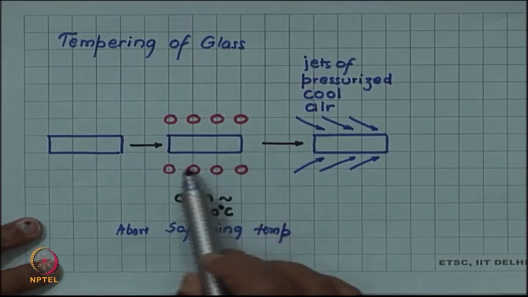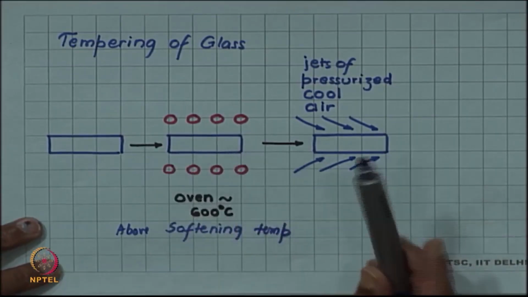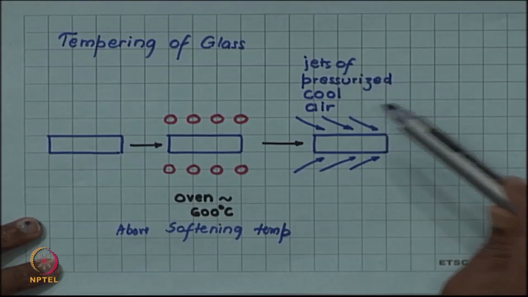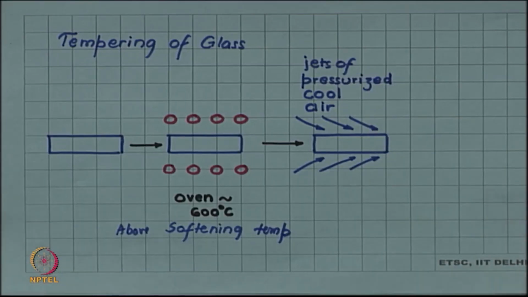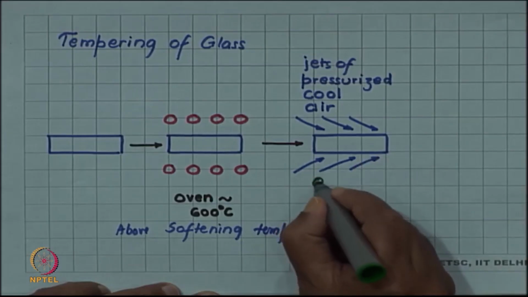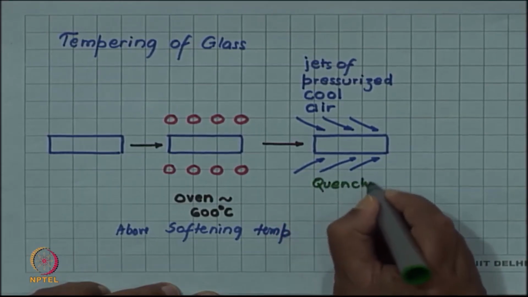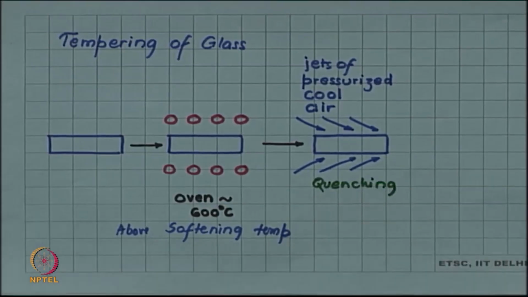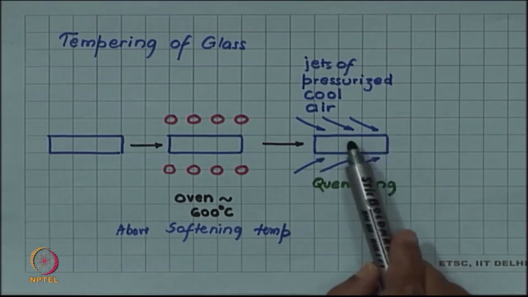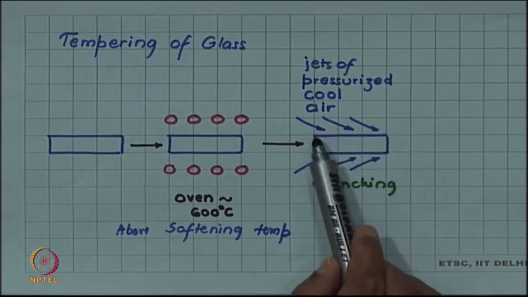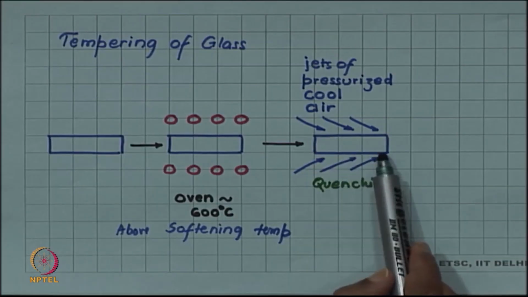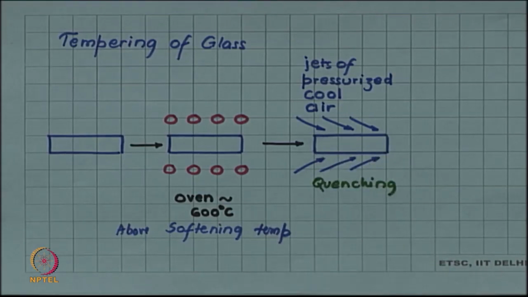And once the glass is heated, it is taken out of the furnace and is quickly cooled by jets of pressurized cool air playing on its surface. This step is called quenching. Now, due to quenching, because cooling is very rapid and for a very short duration, a very thin surface layer cools quickly and forms a hard glass.